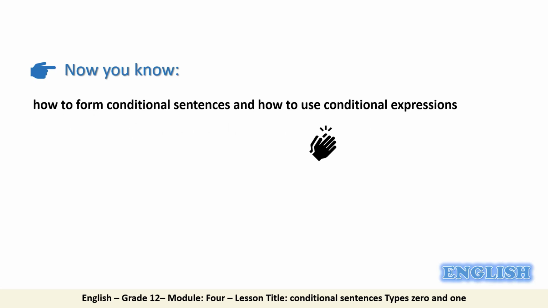So now you know how to use the conditional sentences, type 0 to speak about general truth, and conditional sentences, type 1 to speak about things that might happen in the future or to give advice and instructions. Also, you know how to rewrite sentences using conditional expressions, starting either with if clause or the main clause.